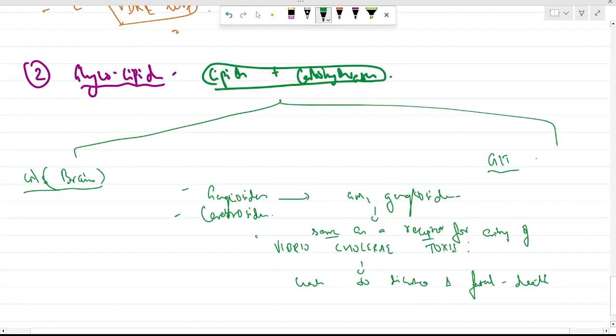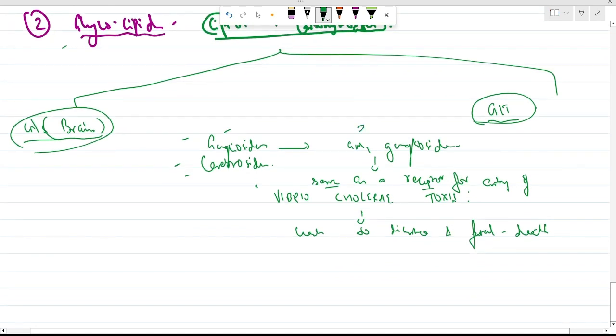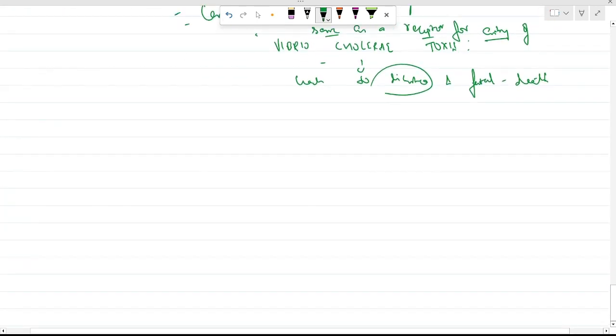So these glycolipids are importantly present in the central nervous system, the brain, and in the GIT. They are the gangliosides and the cerebrosides. Clinically important are the GM1 gangliosides. It serves as a receptor for entry of Vibrio cholerae toxin, specifically present in the GIT. This Vibrio cholerae toxin leads to diarrhea. We commonly know cholera, and in fatal cases it can lead to death.